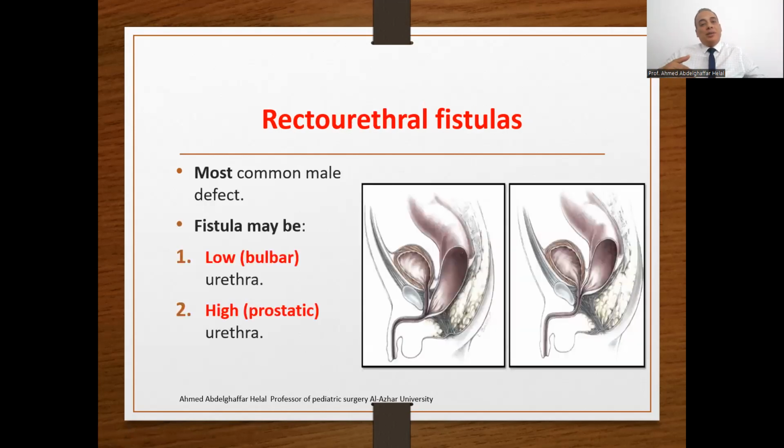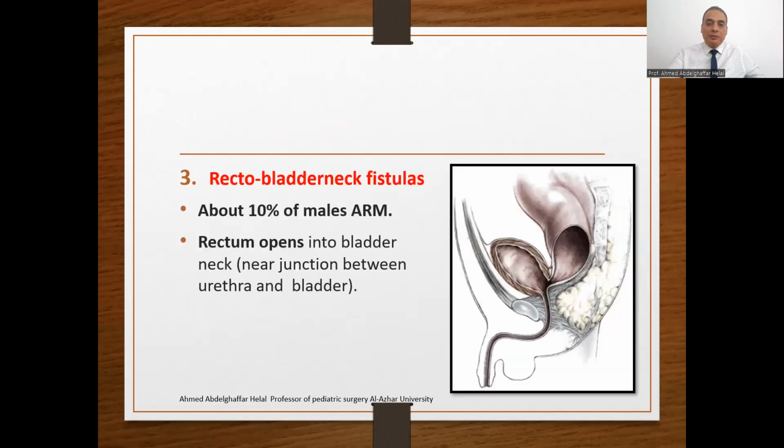The second one is the rectourethral fistula. In these cases, the lower end of the rectum opens into or joins the urinary tract, specifically the urethra. It may be the lower or bulbar urethra, or it may be higher, the prostatic urethra. So this is the second type of the male anomaly.